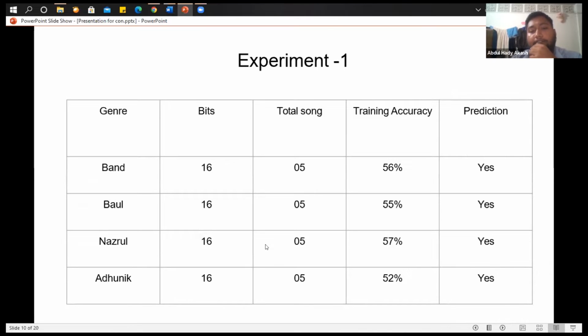In the first experiment, we took 5 songs from each genre, and we got 52 to 57% accuracy for 4 genres. Then we increased the quantity of songs. We took 20 songs from each genre, and it increased the accuracy to 60 to 67%. Then we reached our final quantity of 50 songs, and it made the result 69 to 76%. So we see that after increasing our training data, the results are more accurate.